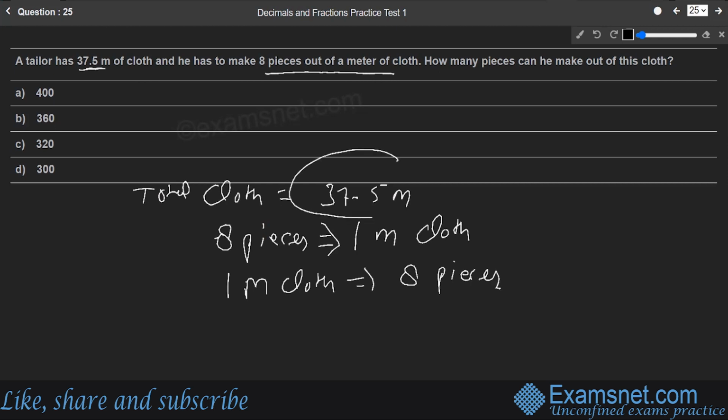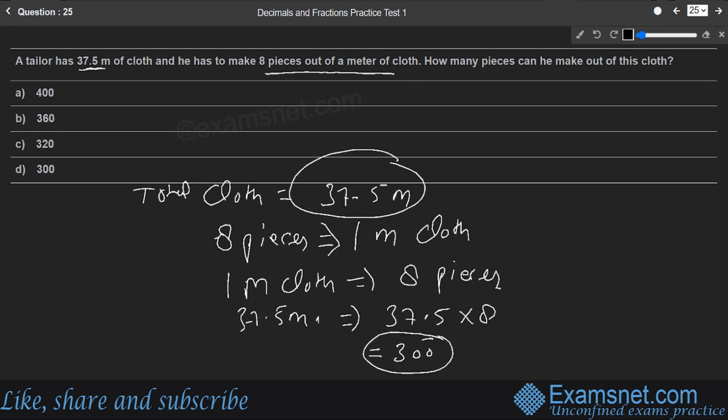How many meters of cloth do we have? We have 37.5 meters of cloth. So 37.5 meters of cloth will create how many pieces? Clearly this is a unitary method and we need to multiply. That is going to be 37.5 into 8, and this value comes out to be 300. So 300 pieces will be made out of 37.5 meters of cloth. 300 is the final answer. Option D is right.